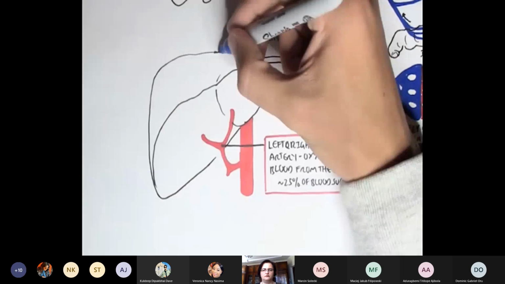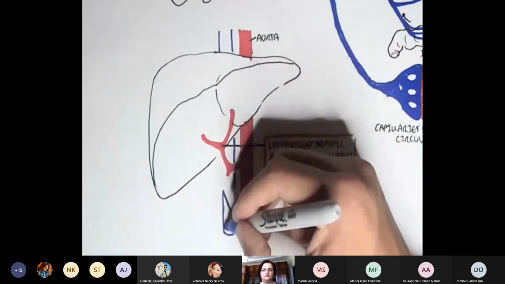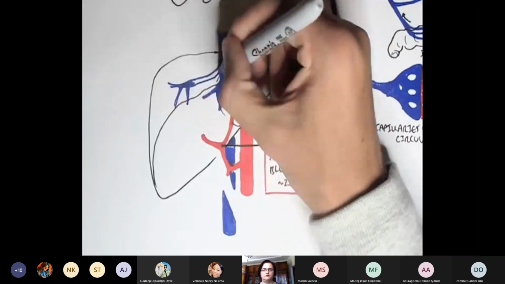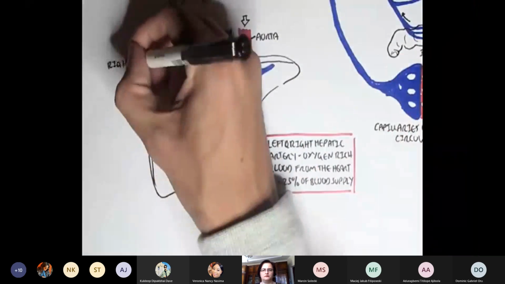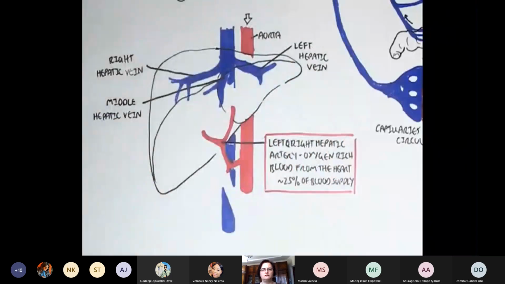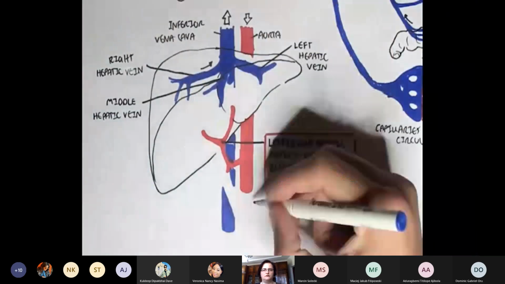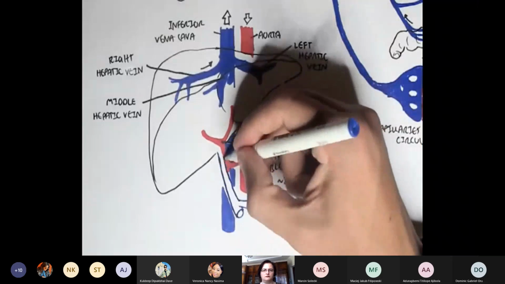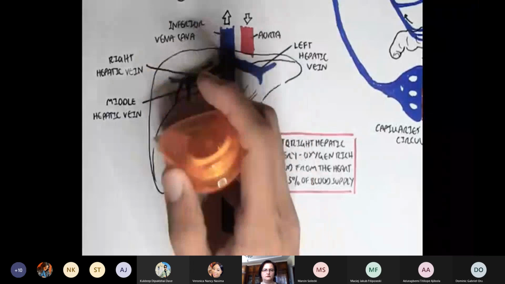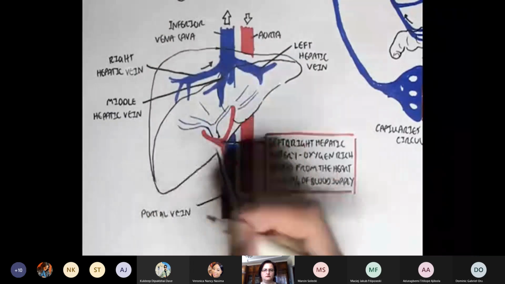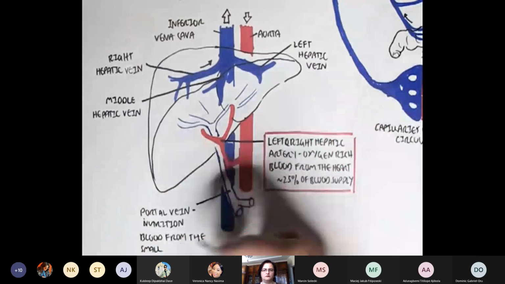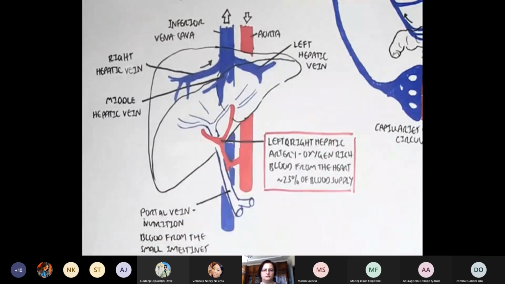And then we have the veins leaving the liver towards the heart. These are the right hepatic vein, middle hepatic vein, and left hepatic vein, which connect to the inferior vena cava, which then goes back to the heart. Then we have the portal vein, which brings in nutrients, and this comes from the intestines. This is about 75% of the blood supply going to the liver, so it's much more than the oxygen supply from the hepatic artery.